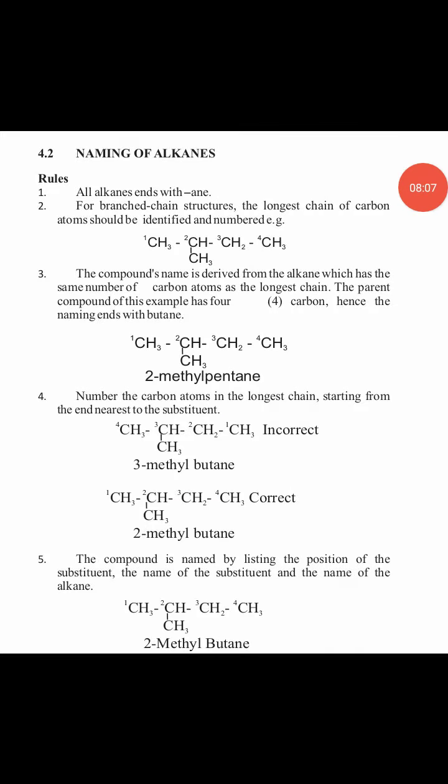All right, number 5. The compound is named by listing the position of the substituent, the name of the substituent, and the name of the alkane. Okay, that's the orderly arrangement of naming a compound. That substituent means the attachment, the CH3 attached to the second carbon atom. So you start from that. First of all, the number on it, which is 2. Then the name of the substituent, methyl, CH3 is methyl. Then followed by the longest carbon chain there, which is 4, which is butane. So you have 2-methylbutane. The number on the substituent, the name of the substituent, and the name of the alkane, the longest carbon chain alkane.